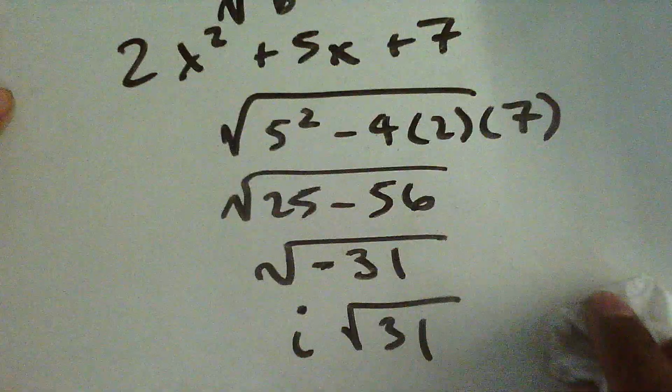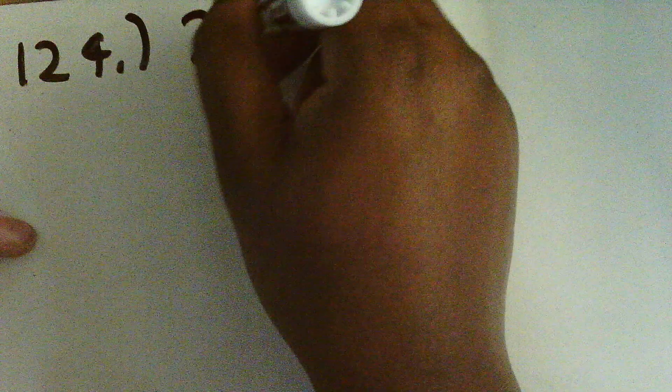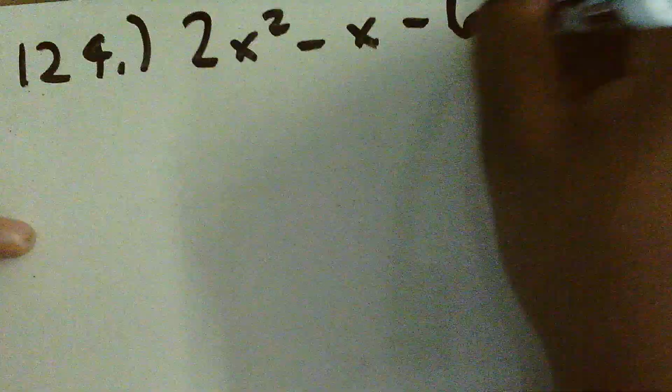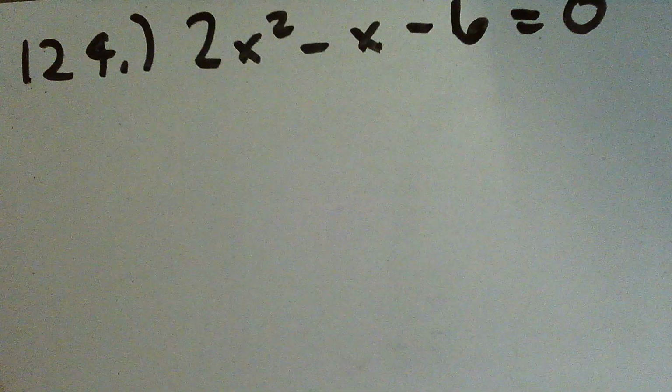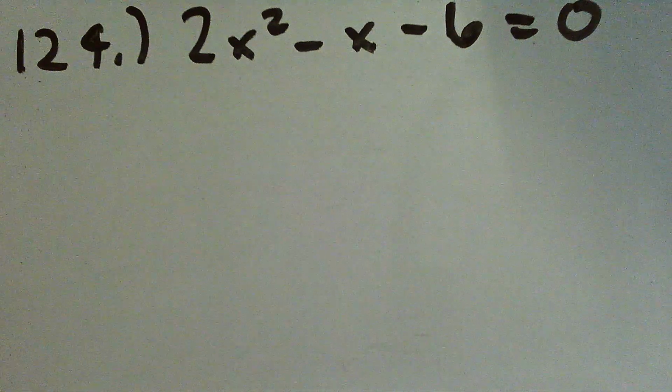So let's do one problem. We'll use the discriminant first to determine whether or not it will be imaginary and then find the roots. So this is problem 124, and it goes 2x squared minus x minus 6 equals 0.